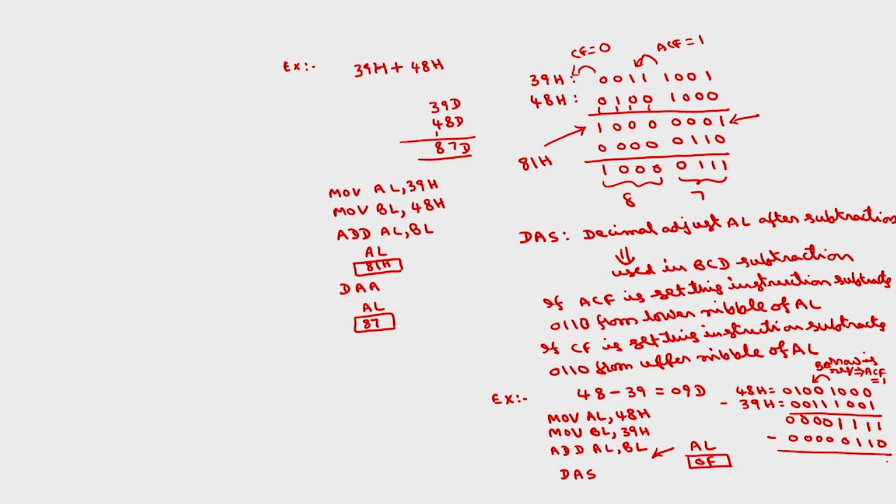So if I subtract, 1 minus 0 is 1, 1 minus 1 is 0, 1 minus 1 is 0, 1 minus 0 is 1, 0 0 0 0. So what will this be? 0 9, this is the correct result. After this DAS, AL will contain the BCD subtraction result, which is 0 9. This is how we can perform BCD addition and BCD subtraction using DAA and DAS.